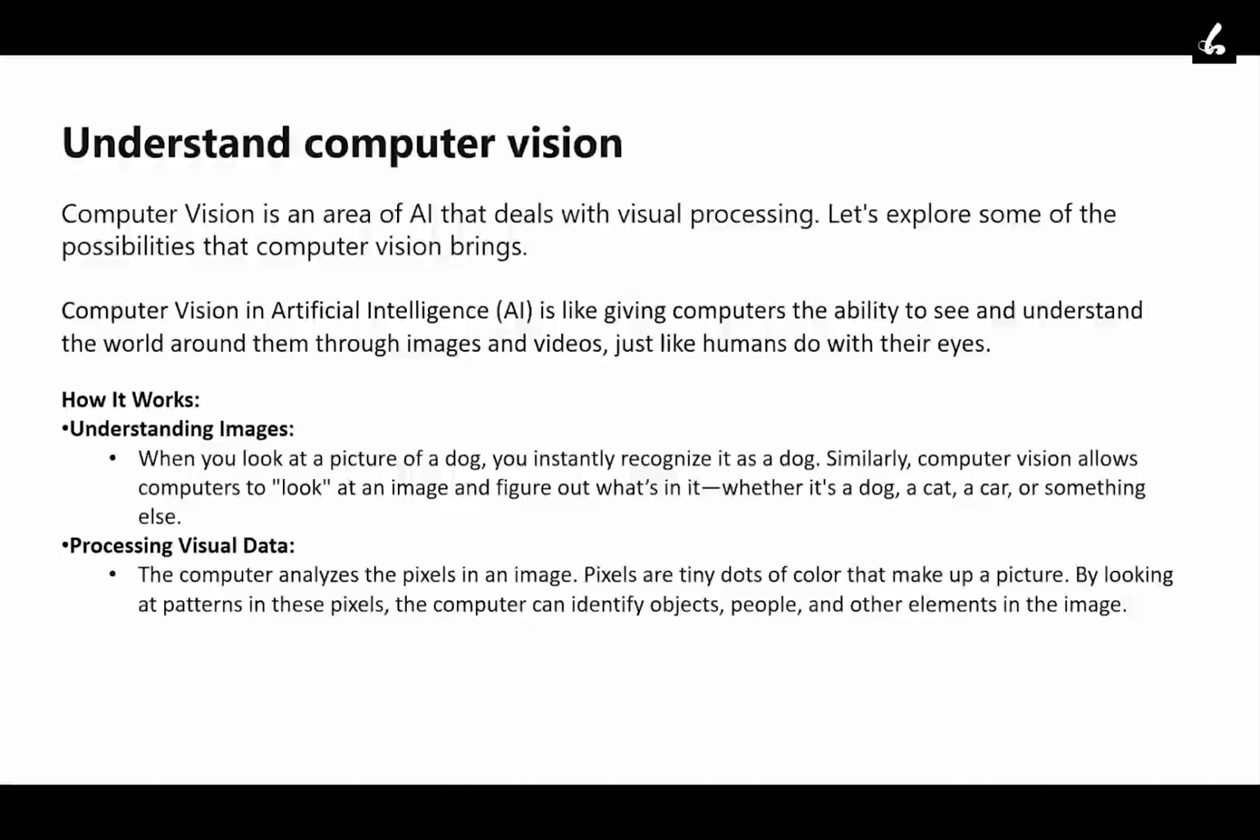It is an animal, it is a dog. Or if we see non-living things, like a table or a door, we easily understand those things by just looking at the picture. Similarly, computer vision allows a computer to look at an image and figure out what it is.